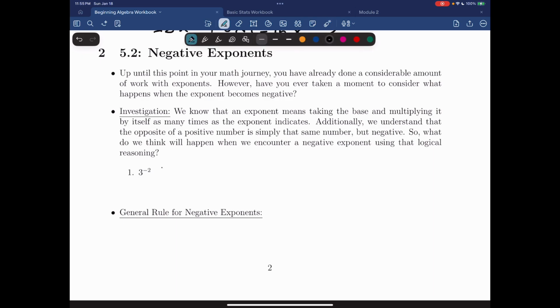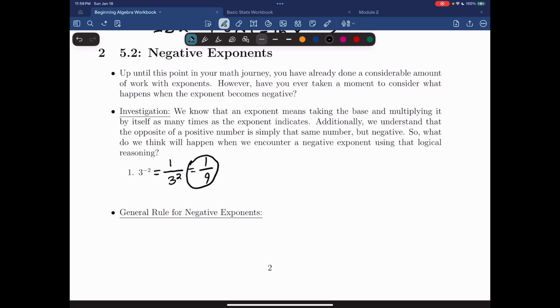So, we know that exponent means multiplication and that the opposite of a positive number is a negative number. Using that same logic, negative exponents mean that we're going to do division. So 3 to the negative 2 power is 1 over 3 squared. If you want to simplify this, we know 3 squared is 9, so this equals 1/9. So 3 to the negative 2 power equals 1/9.